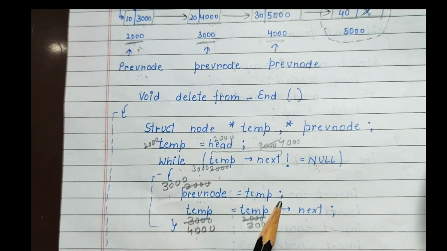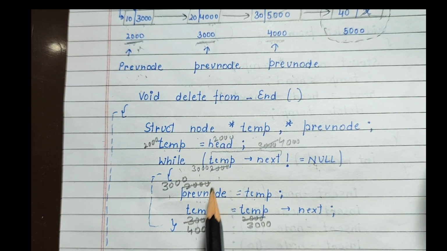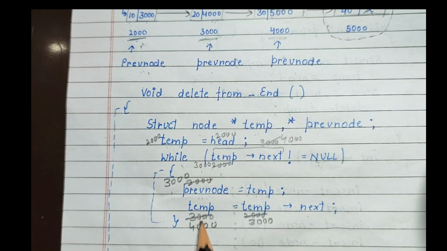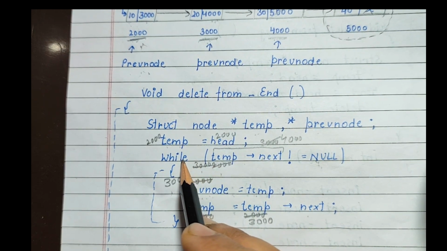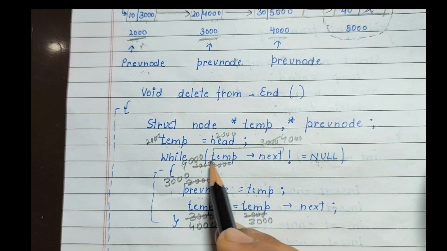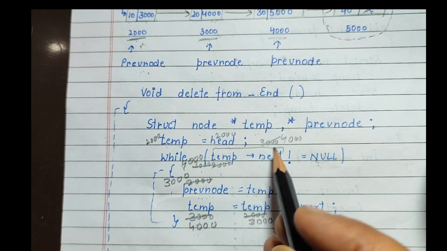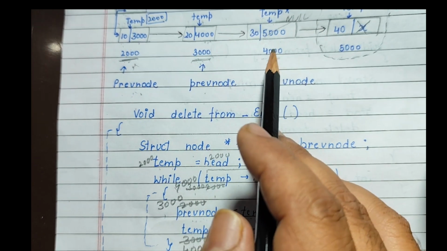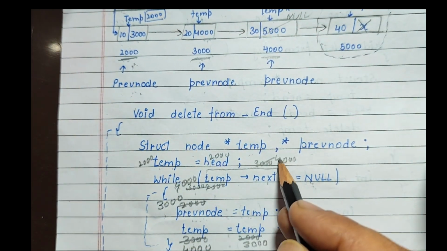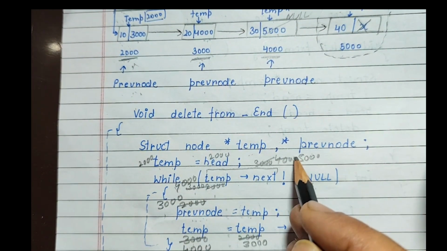Now again we check the condition. Now here temp is updated to 4000. Now I again check temp of next. 4000 of next, what is the value of 4000 of next? 4000 of next is 5000. So 5000 is not equal to null.